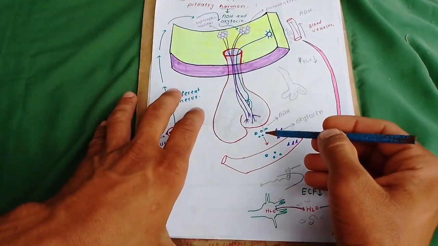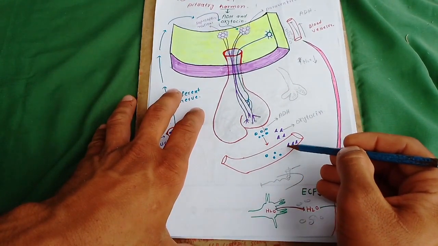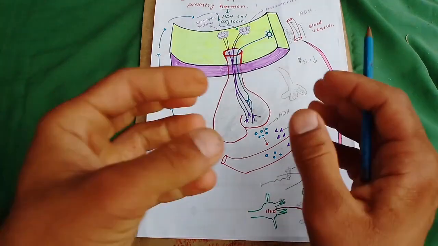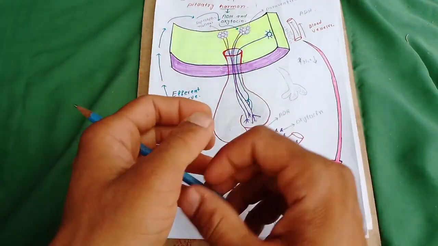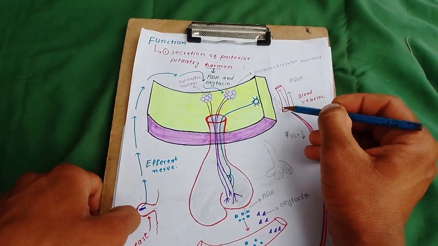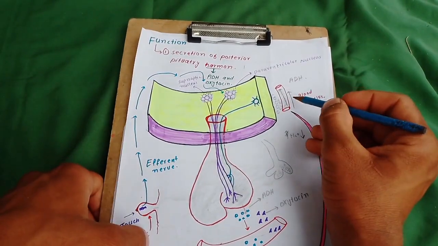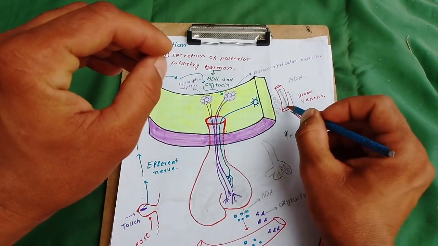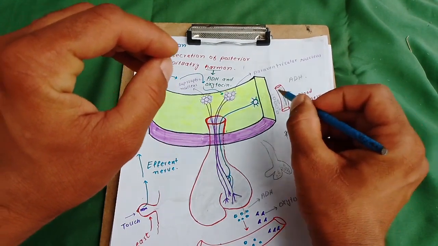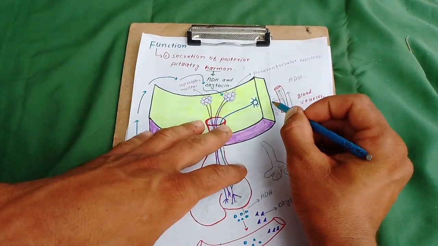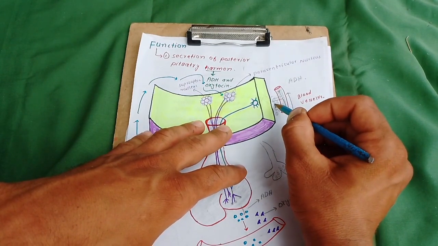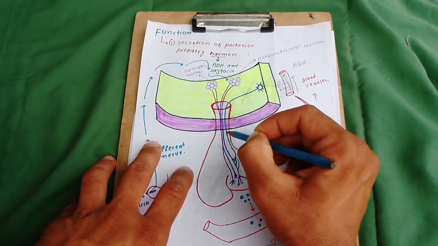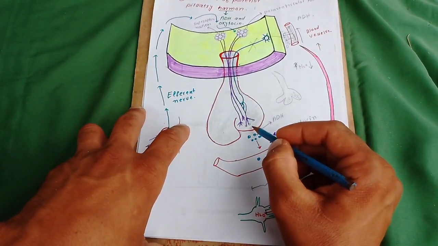ADH goes to the blood vessel and reaches the kidney, and here in the kidney it increases the reabsorption of water. When water is reabsorbed, the amount of water in the blood vessel is again high. When the amount of water reaches a high level, the water goes back to the extracellular space and back to the neuron and inhibits this receptor, and no message comes there. So ADH release is stopped.